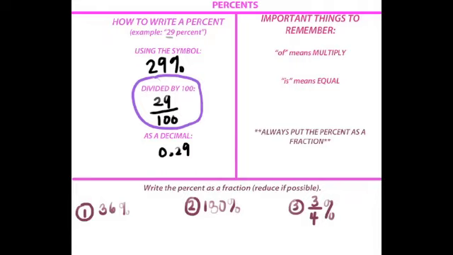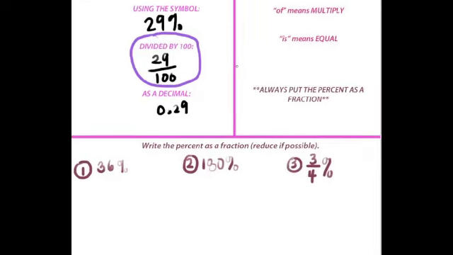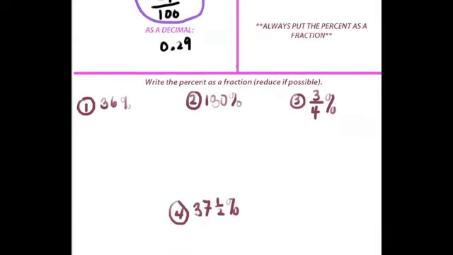So let's ignore the right side of this window here, and let's go to some examples to practice this. What I'm asking you to do on this bottom half is write the percent as a fraction, reduce if possible. All you do is take the number next to the percent symbol and put it over 100. So it goes 36 over 100, and we want to reduce if possible. Let's think of something that 36 and 100 have in common. What do you guys think?